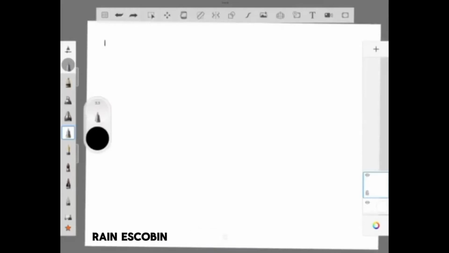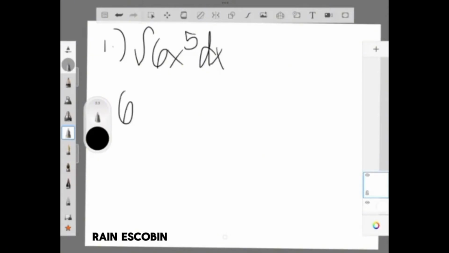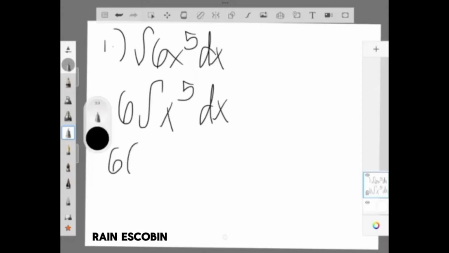So let's have an example of constant rule. Integral of 6x raised to 5 dx. First thing that we have to do is put 6 outside of the integral sign. Now that we have 6 integral of x raised to 5 dx, we are now going to add 1 to our exponent and put the exponent in the denominator and add 1 as well.